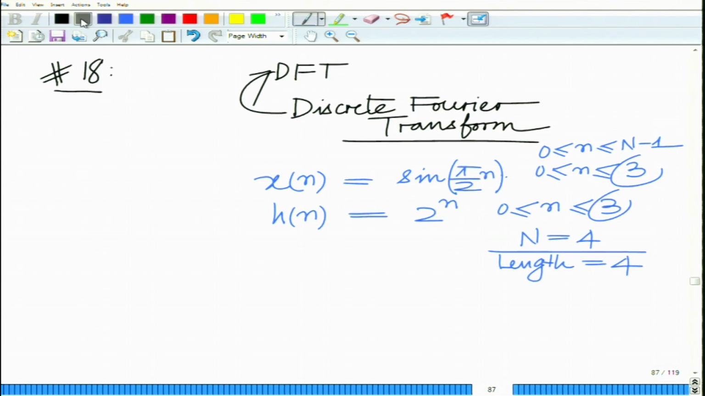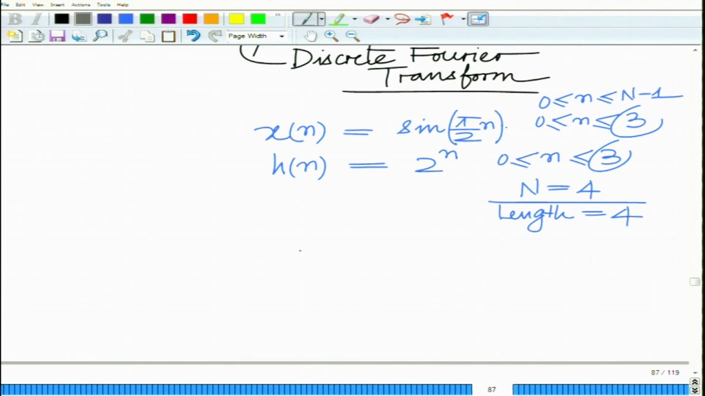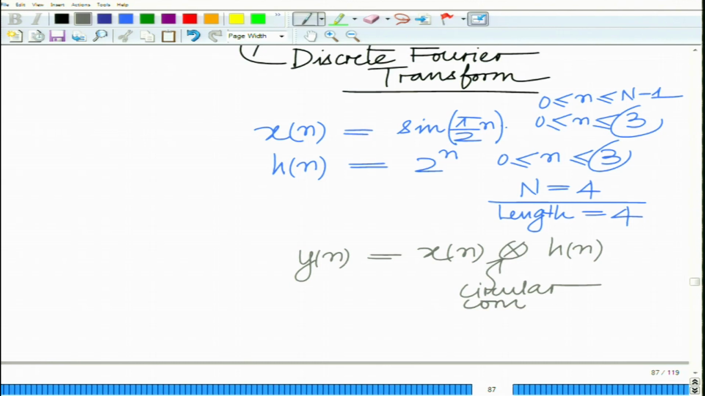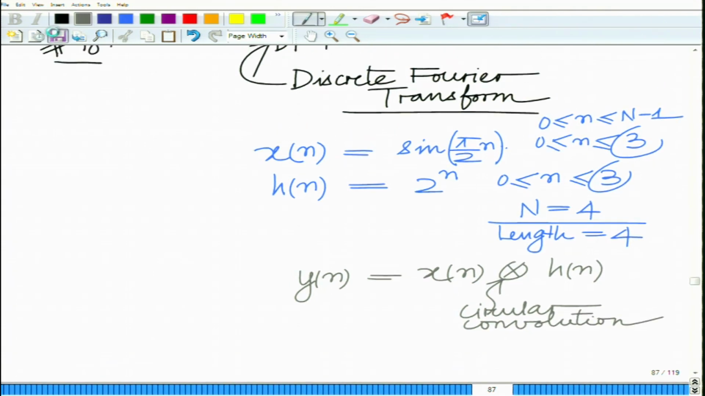Now, what we want to do is find y[n], which is the circular convolution of x[n] with h[n]. So, we want to find the circular convolution of x[n] with h[n].